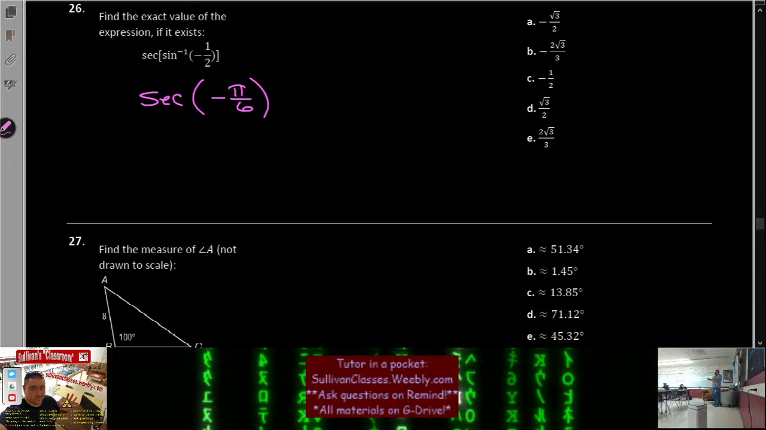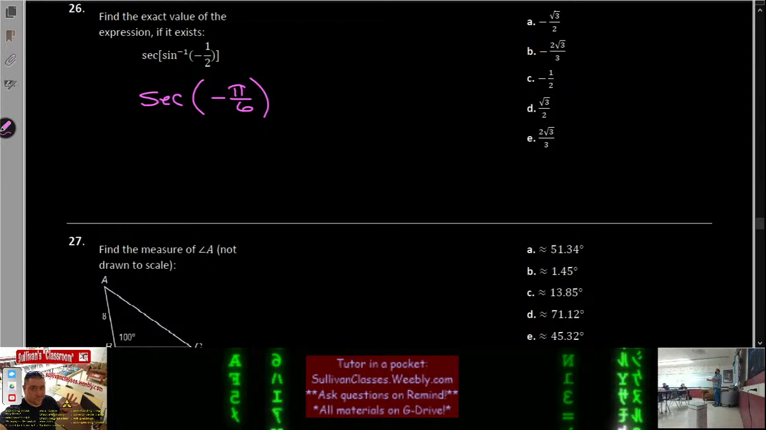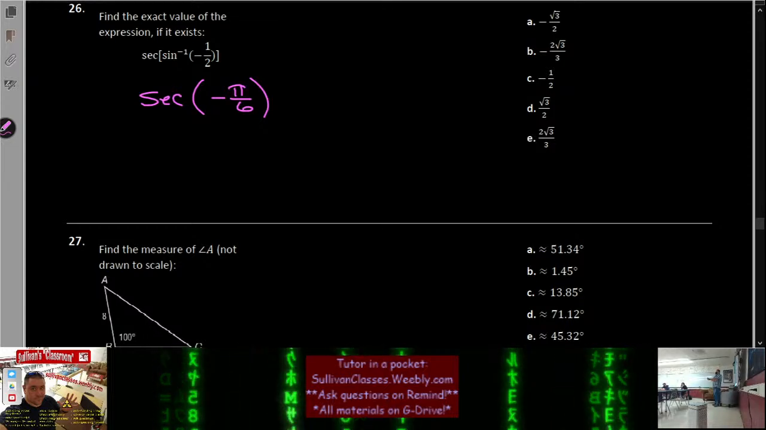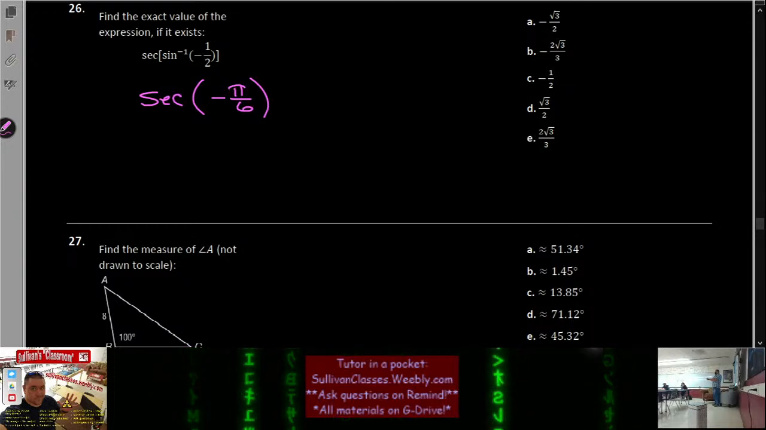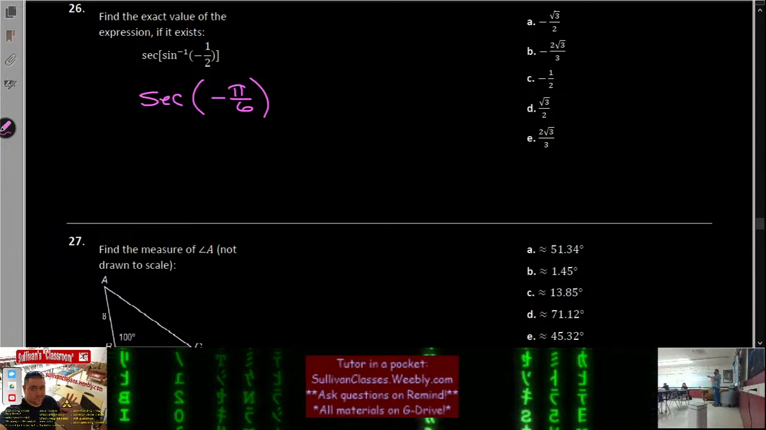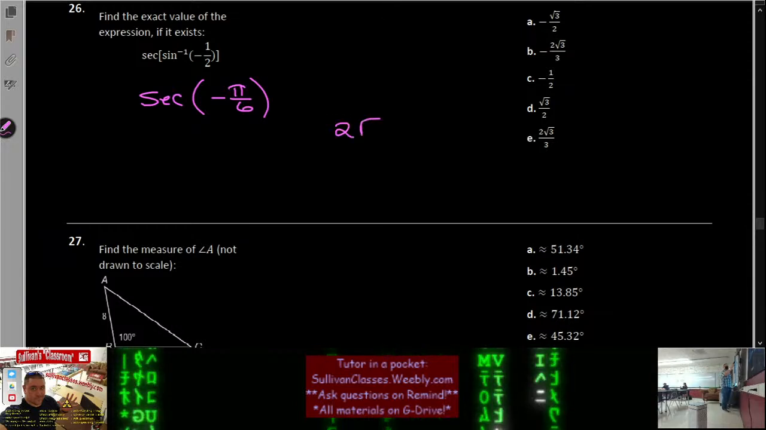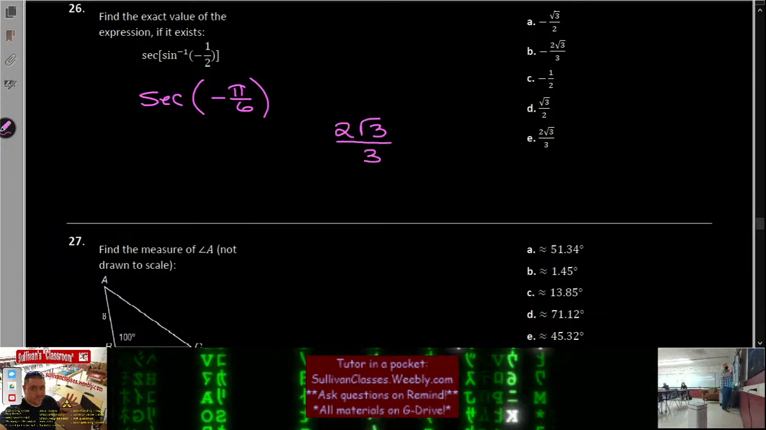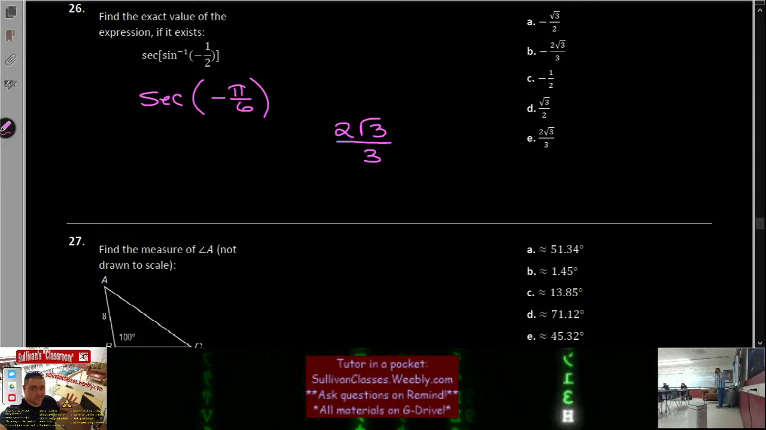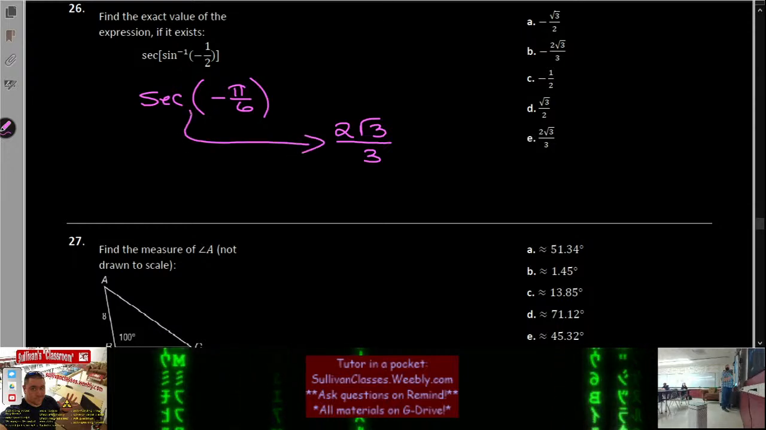Wait. This is a negative pi over 6. What does that do to my cosine values? Our cosine value is going to be positive or negative down in the fourth quadrant? Going to be positive. Okay, so if the cosine is square root of 3 over 2, then the secant is 2 root 3 over 3. Now, if you remember all that stuff, you can just mental math your way through it. You could have this straight to answer.